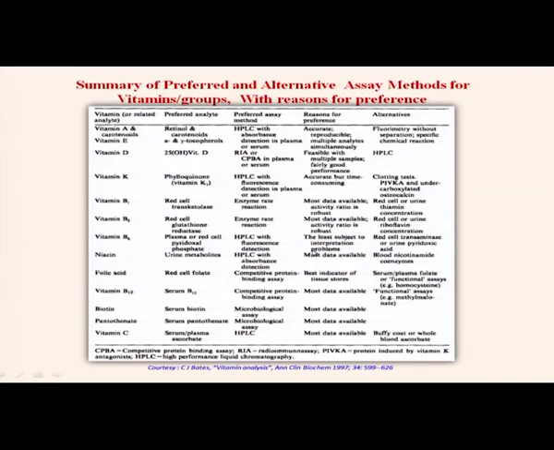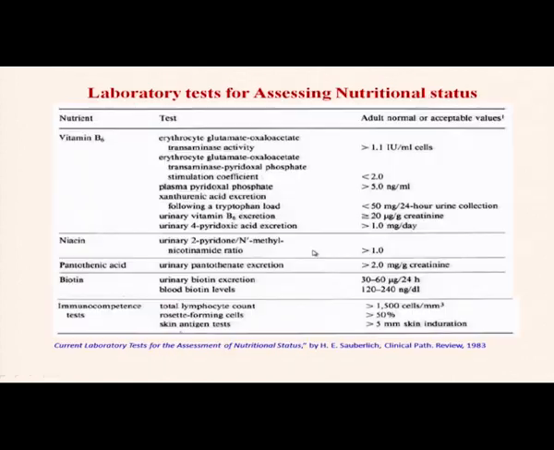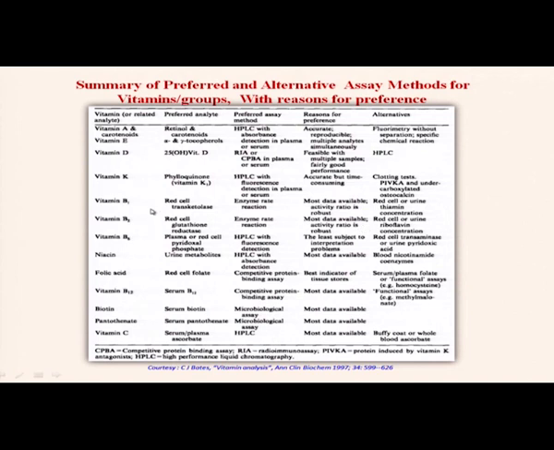So this is a table which gives you the preferred alternate assay methods for evaluating the presence of vitamins. So what are these methods? So in the previous methods we directly saw the biochemical based evaluation of these vitamins in the system, whereas in this slide we see different methods. For example, we are using microbiological methods, we are using enzyme analysis, and we also use HPLC. So these are all modern methods.